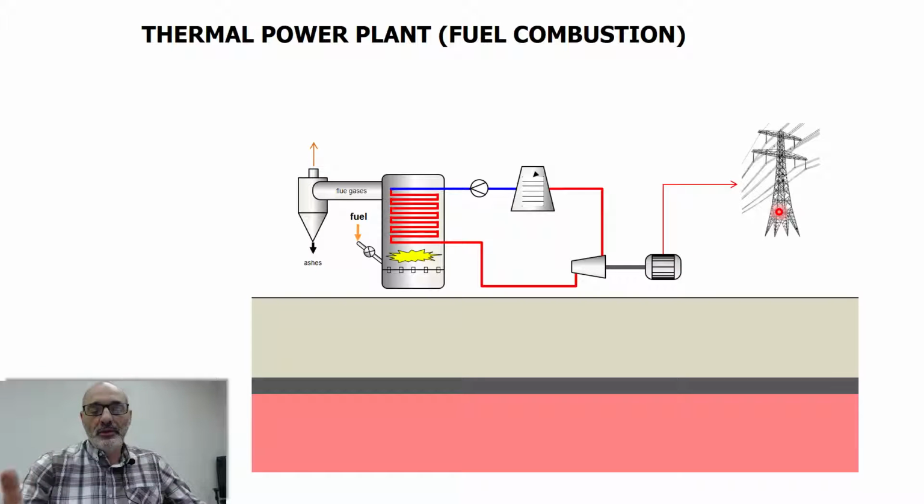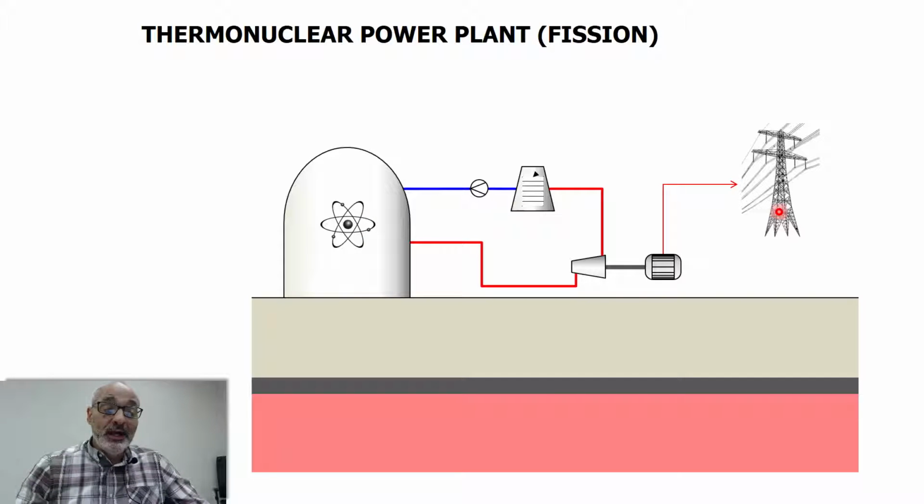I'm not going into much detail here because we're going to come back to this type of power plant. You can have a thermonuclear power plant based on a fission reaction. So what changes is that instead of having the sun or the Earth's underground as a heat source, you have a fission reaction taking place inside the reactor.